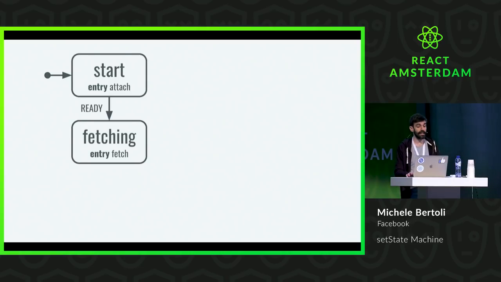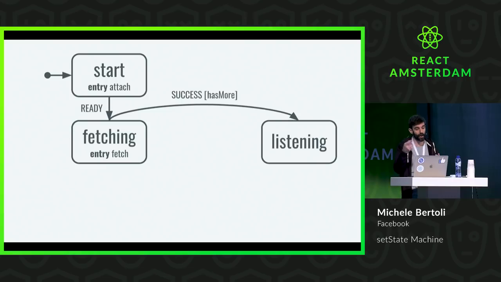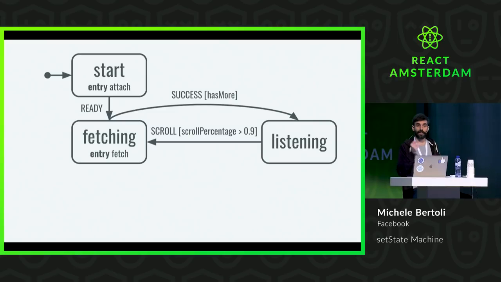If the fetching succeeds, we're going to go to the listening state, only, you see there is a guard there, and there is the has more property. Our API endpoint is going to return an object with this property has more, which we pass to the state chart that can evaluate. And it's going to transition to listening only if has more is true. When we are listening, we keep on sending the scroll event, but you see, we have this condition. We're going to go in the fetching state only if the scroll percentage is greater than 90%. So we keep on sending scroll events, but the machine knows when it's time to actually transition to fetch again.